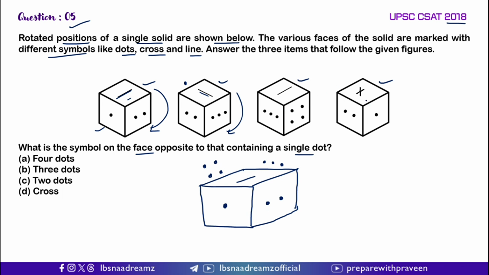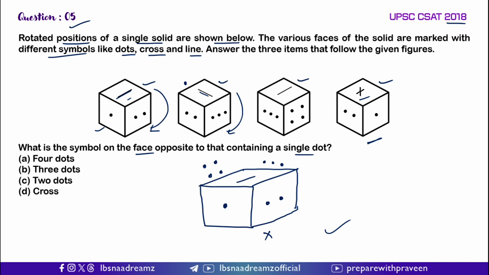And here we have a different symbol, that is cross. We can tell that they have rotated this cube or dice upside down. So line will be in the bottom and the X has come to the top, or cross has come to the top. So X will be, or cross will be, in the bottom. So this is our finalized image. Using this image we can answer all the 3 questions.